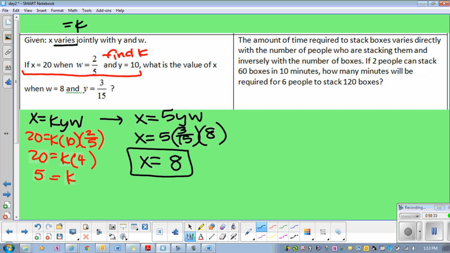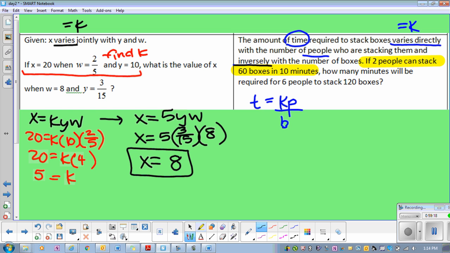The amount of time. Oh, so this one, they didn't even give you the variables. You have to come up with your own. The amount of time required varies directly. Varies equals k. So I'm going to create my own variables here. T for time equals k, directly with the number of people, so I'm going to say P, and inversely with the number of boxes over B. All right, so remember, the first information that they give you is what you need to use to find k.